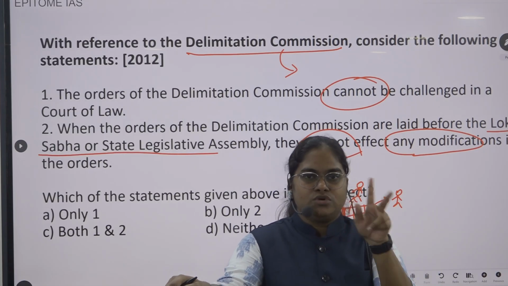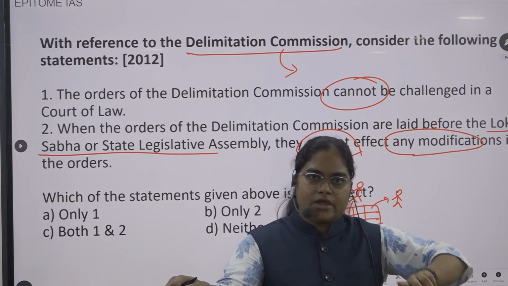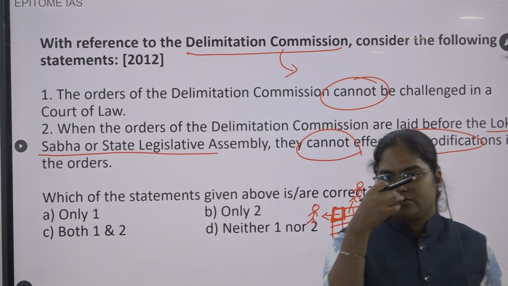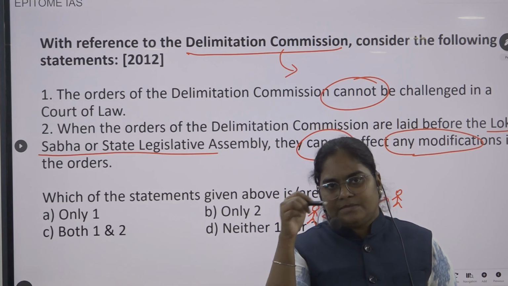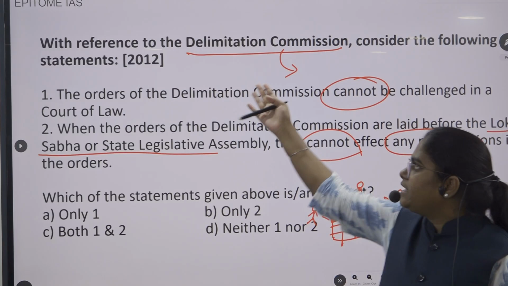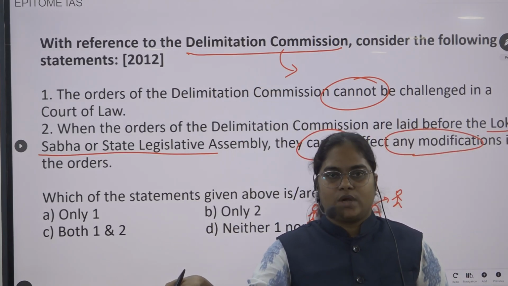Okay, so there are two different kinds of constituency, one at the national level for Lok Sabha election and one at the state level, that is your state legislative assemblies election. So who is going to demarcate these constituencies' areas? These are demarcated by our delimitation commission. Okay, that is one thing.